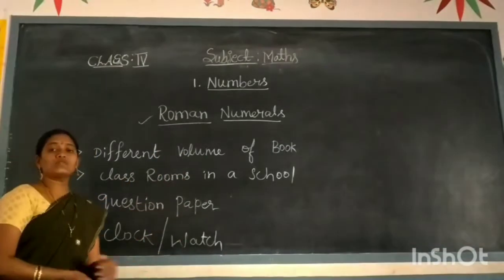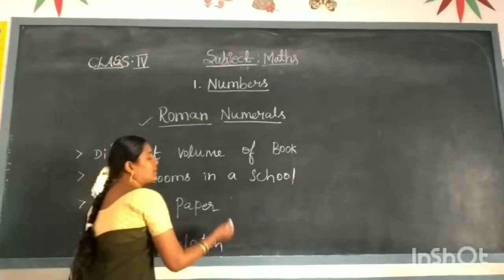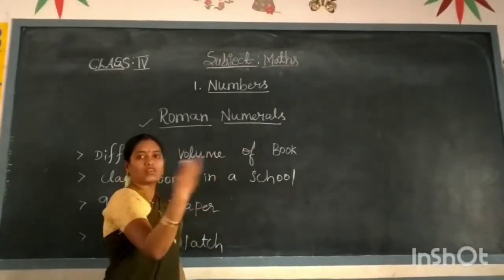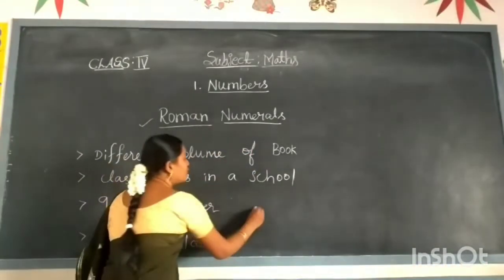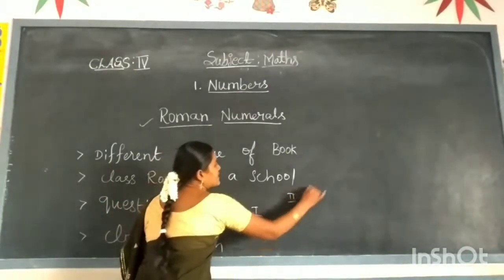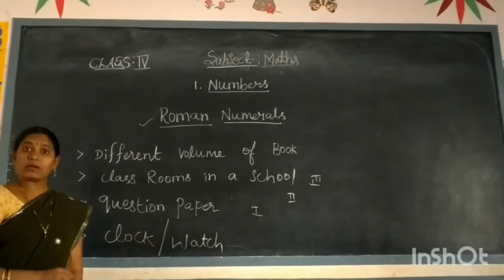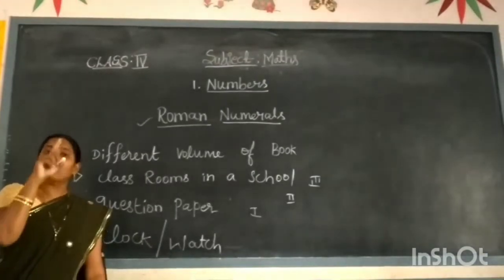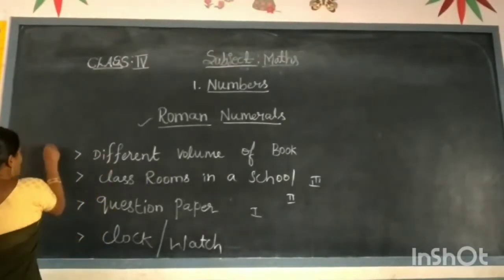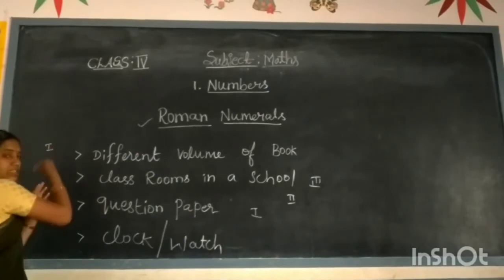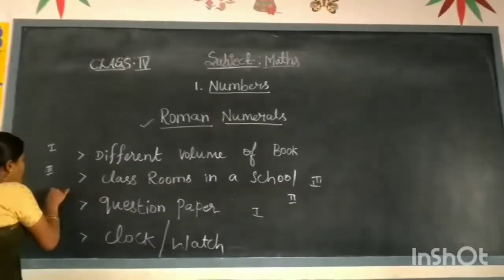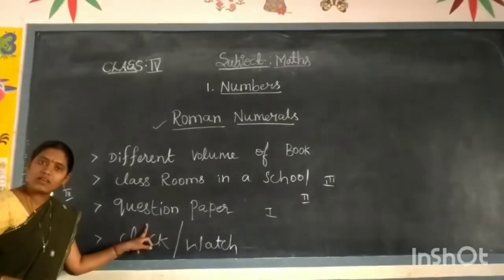Then classrooms in a school. See, back in front of your classroom, they will give a board, no? It will show first standard, second standard, third standard, like that. Then in a question paper also, they will give the mains in Roman numerals. See, first main, second main, fill in the blank, third main, match the following, like that. In a question paper also, they will give.